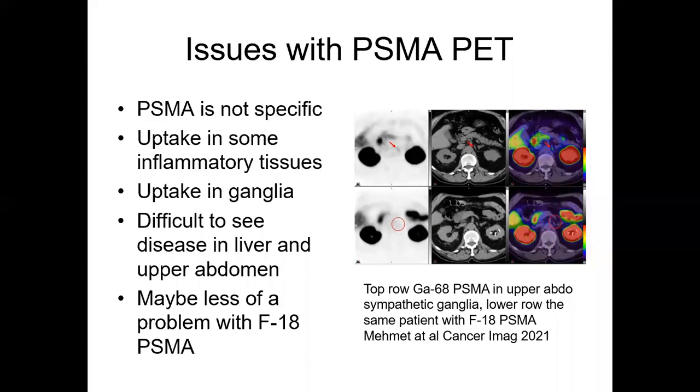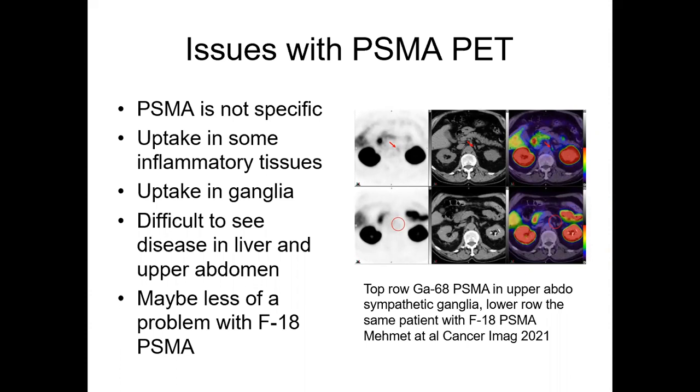Well, as I said before, it's not specific. And there are a couple of things that are a bit of a pain when you're doing PSMA imaging. The first one is the pancreas is often very, very active, which makes looking at the upper abdomen very difficult. And the second one is the very annoying habit of PSMA to have uptake in ganglia.